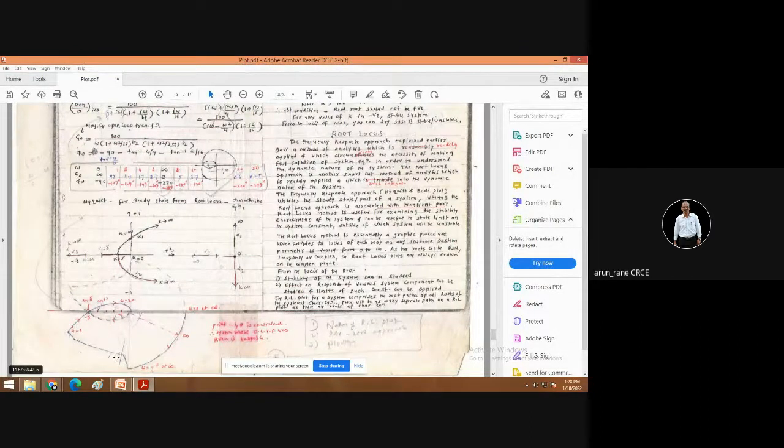I made it a little bigger. It is coming from this infinity. It goes like this and goes like this. So you can find out this intersection point with the negative real axis and check the position relative to -1. That means this system is unstable because the plot encircles -1 comma 0.